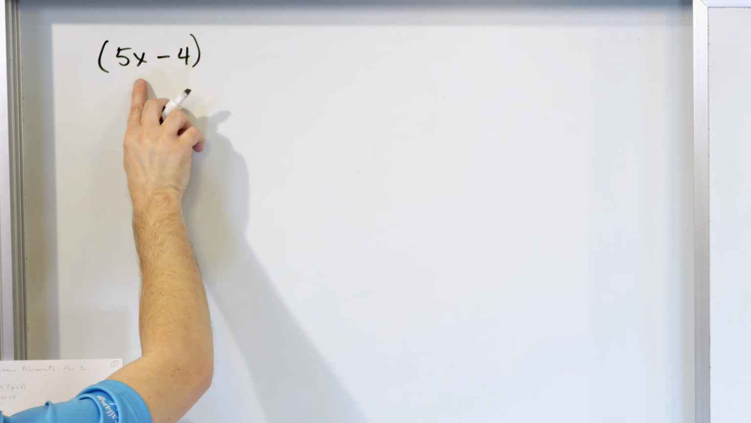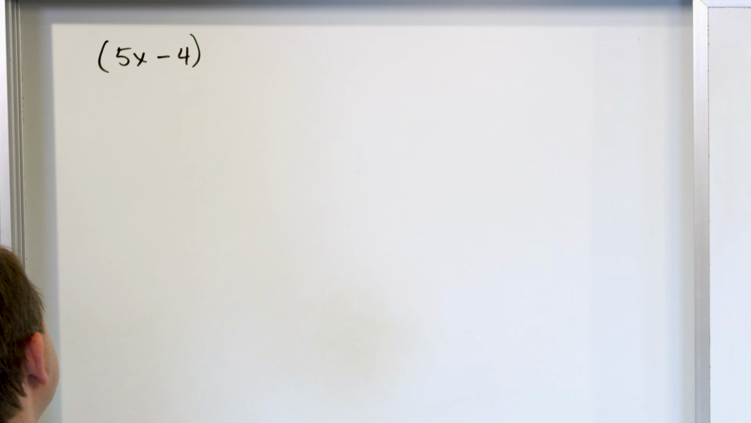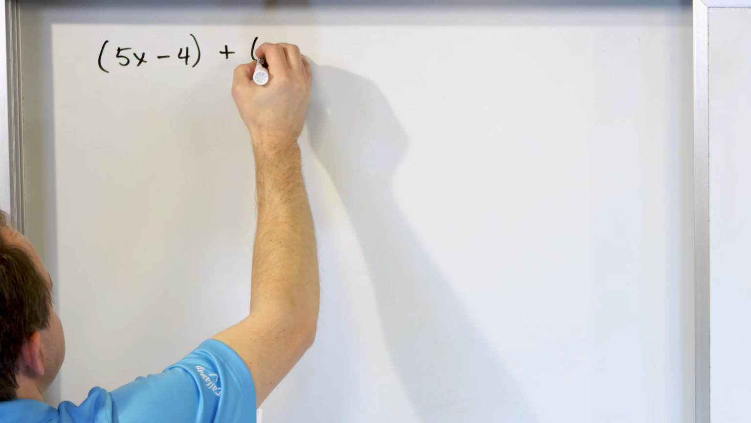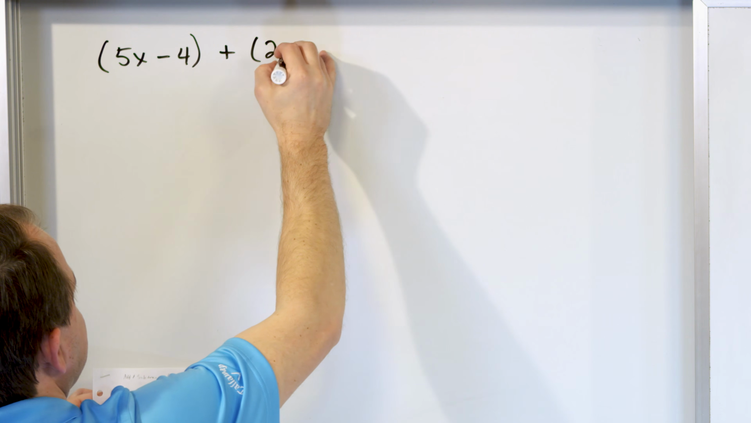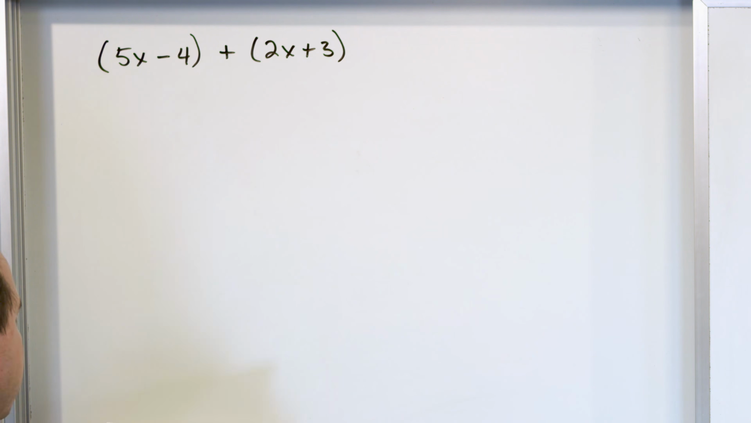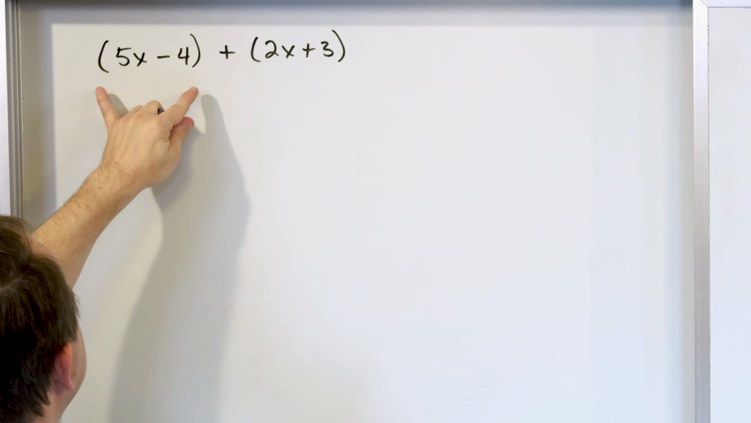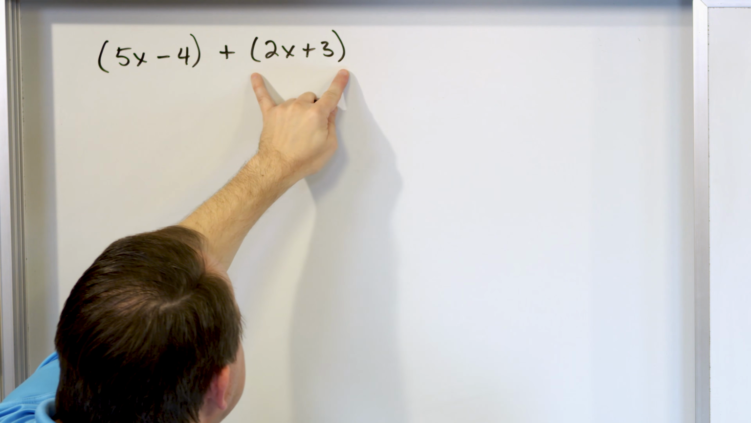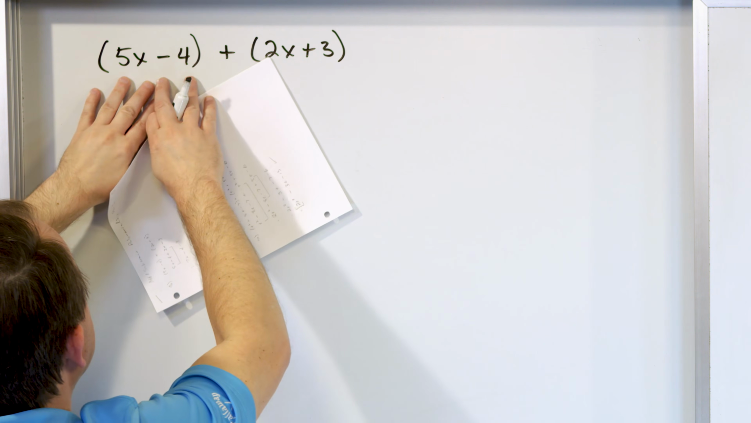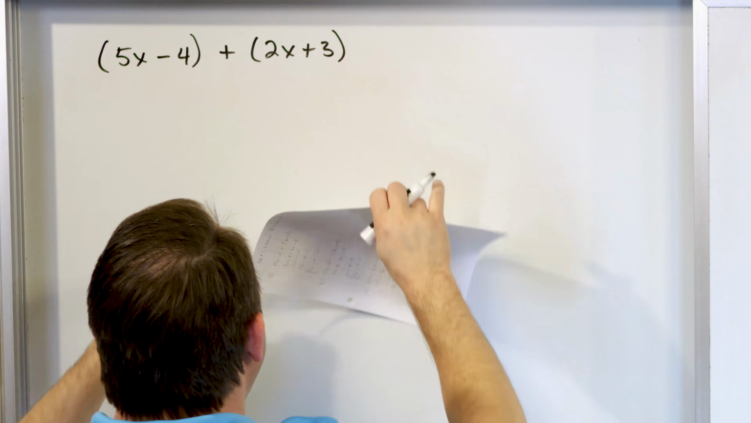That's a polynomial. In fact, what kind of polynomial is this? You should know now that there's two terms, so this is called a binomial. Plus, the next one is 2x plus 3. All right, so that's another binomial. So we're adding a binomial to a binomial. Now I've wrapped them in parentheses because sometimes you see that, but also just to tell you that, hey, this is a polynomial, and this is a polynomial, and I'm adding them together.